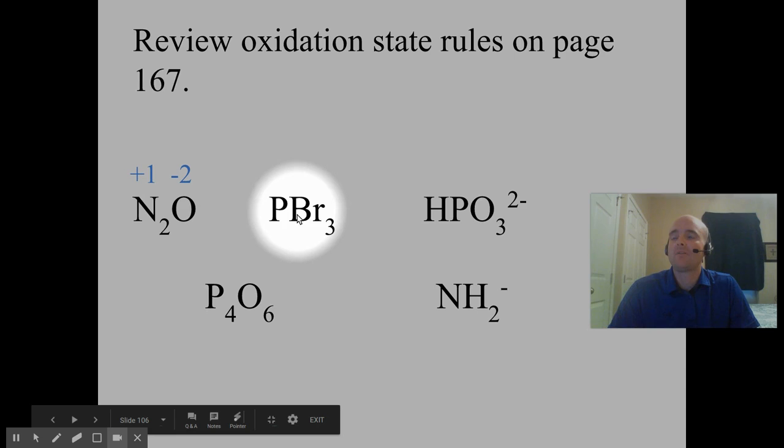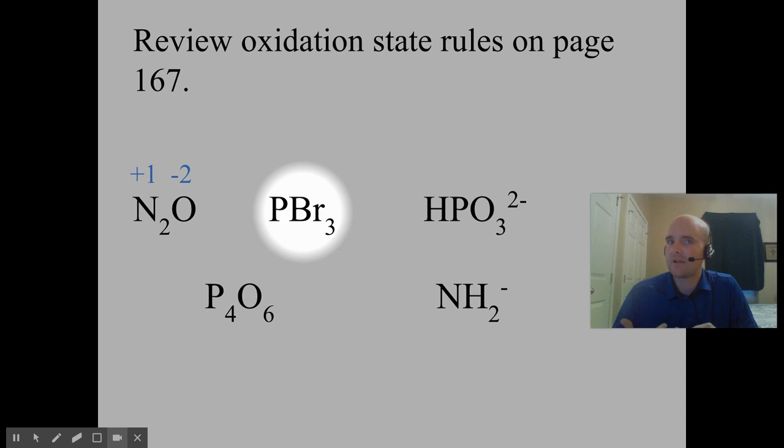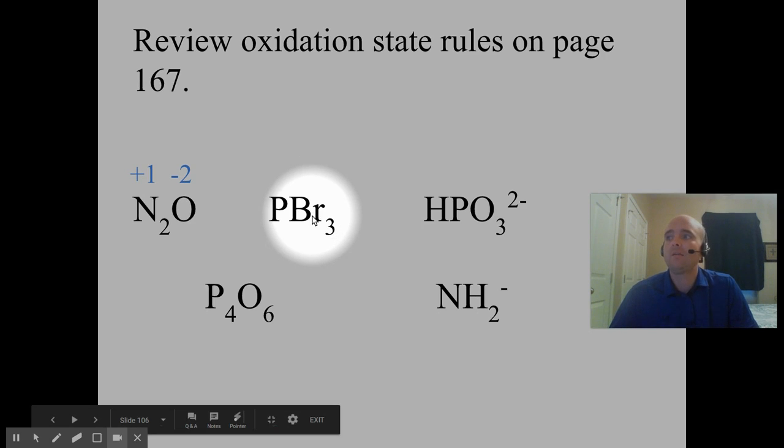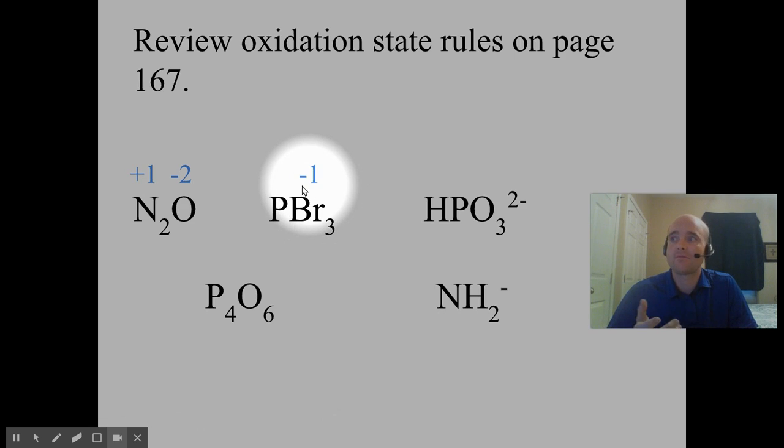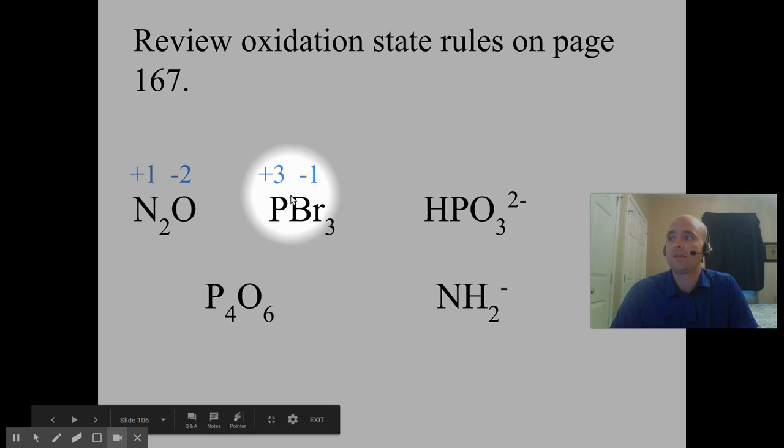For phosphorus tribromide, I don't have an oxygen or a hydrogen. So now I'm going to have to look at my electronegativities. The most electronegative is going to be the one on the right, and that's going to be bromine. And so I'm going to consider it a halogen, and they're often -1. So take 3 times -1, so I got a -3, and then that means that my phosphorus needs to be a +3.